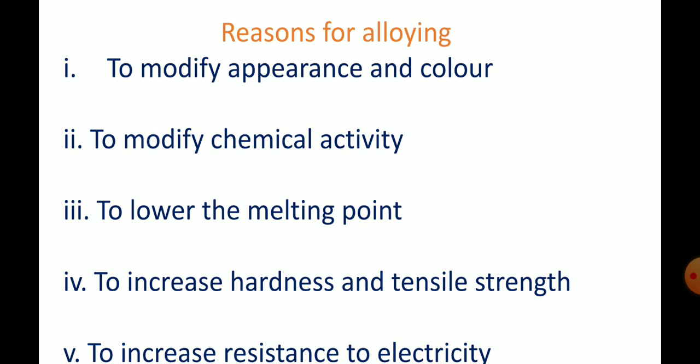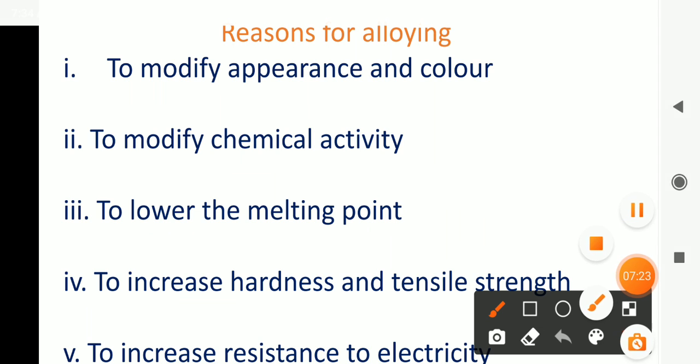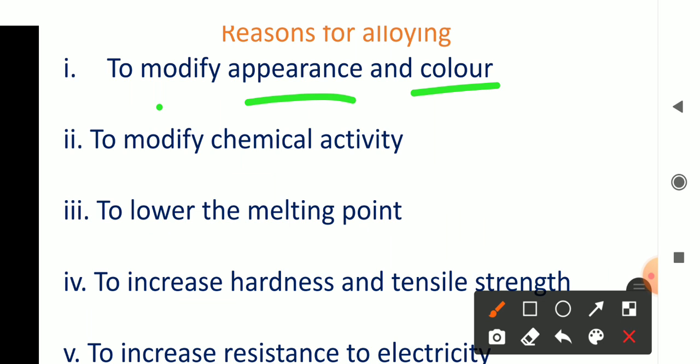Next, reasons for alloying. Why do we have to convert the metal into alloy? There are 5 reasons given. Let us read them one by one. Look at the first reason: to modify the appearance and color. When a metal is converted into alloy, its appearance is improved, also its color is improved. So that is the first reason we alloy a metal: to modify the appearance and color of the metal.